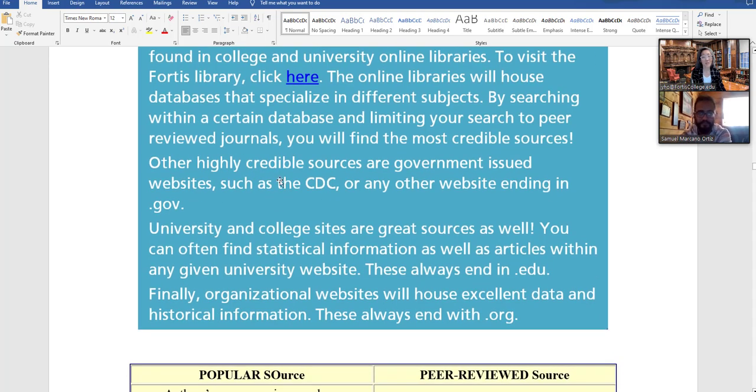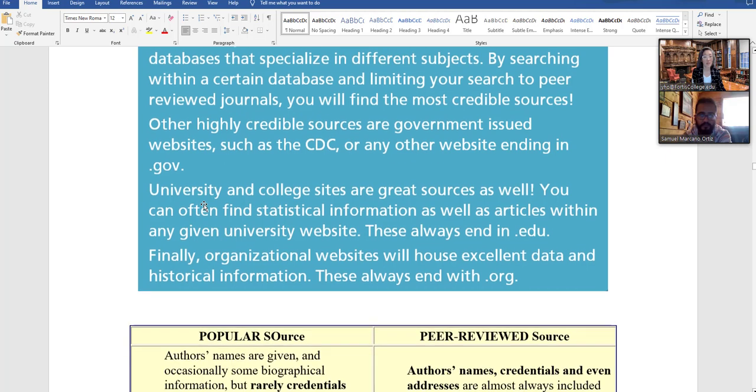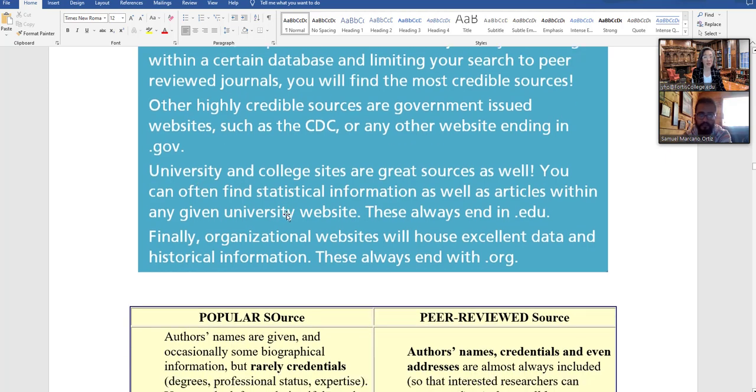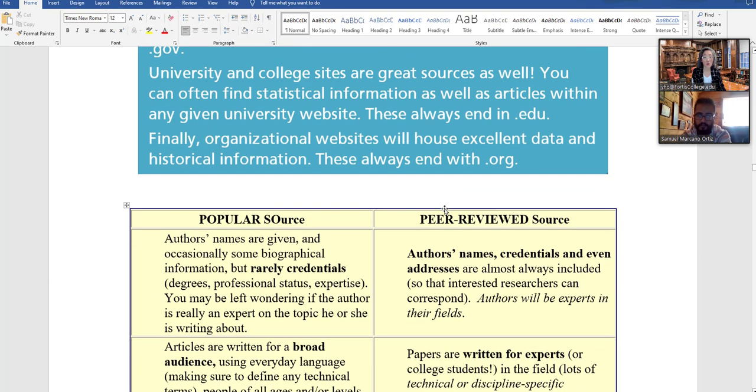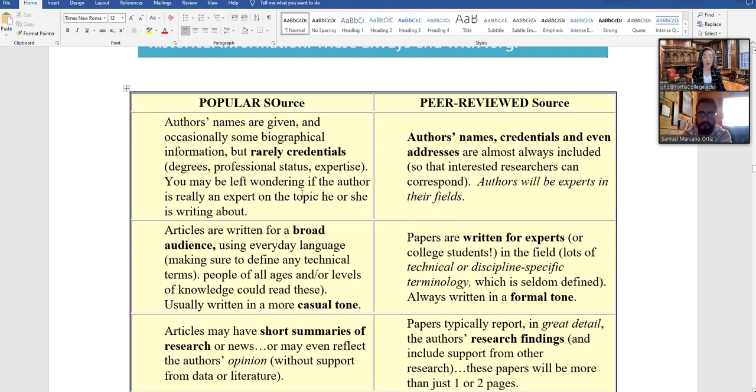And other highly credible sources are government-issued websites such as the CDC or any other website ending in .gov. This is also in your interactive lecture. University and college sites are great sources too, and anything that ends in .org. Then you have popular sources, which means things like the newspaper, anything like popular culture. In other words, things that are not scholarly. That's a popular source, like Google. Peer-reviewed source, Google Scholar. So that's the difference.